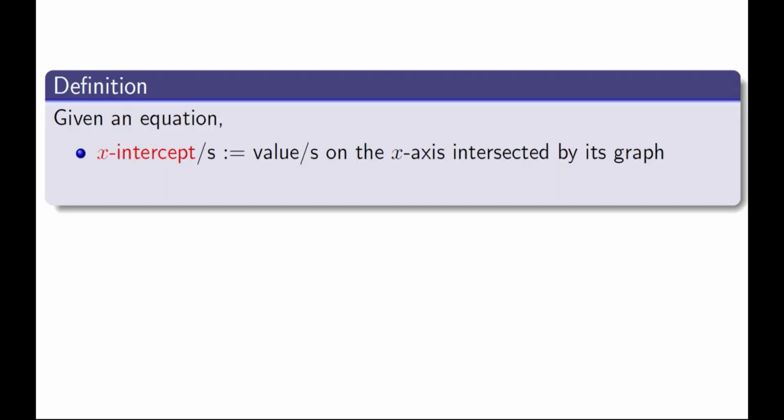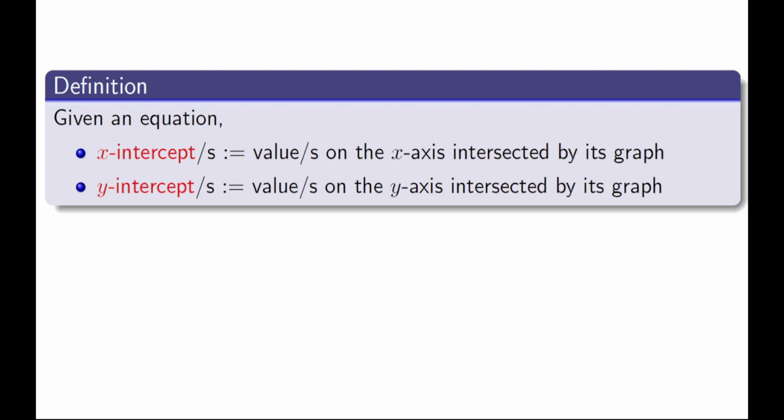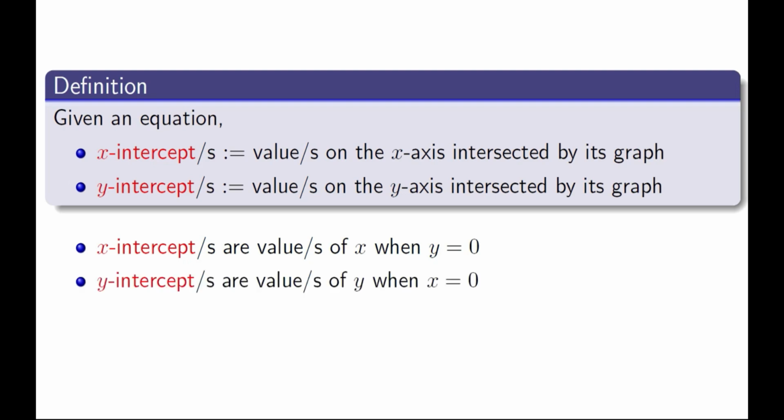Another important concept in graphing is the utilization of the intercepts. Again, we define x-intercept to be a value on the x-axis intersected by its graph, and y-intercept to be a value on the y-axis intersected by its graph. And to solve for x-intercept, we just let y equal 0. Similarly, to solve for y-intercept, we let x equal 0.